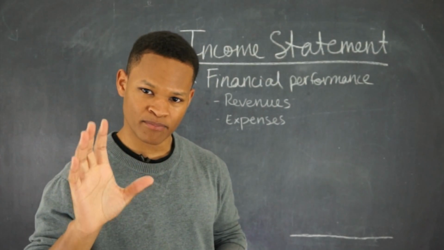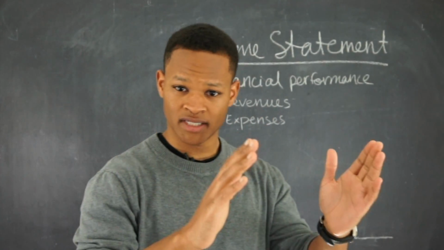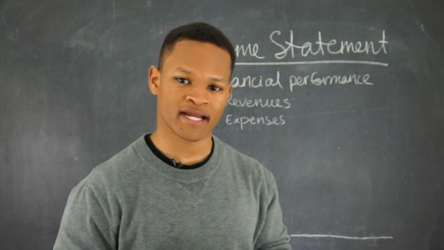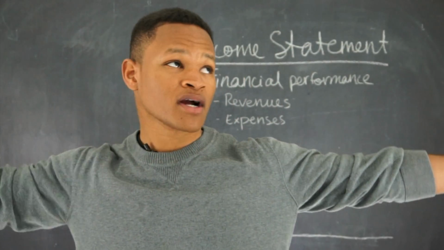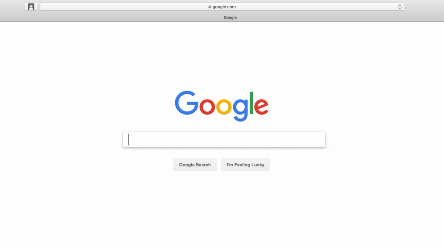Now it's important to remember that income statements are organized into periods of time. Some can be quarterly and some can be annually. So it's important to understand what period of time we're looking at. But let's say you want to find an income statement for a company like Facebook. How do we go about doing that? Well, let's find out.